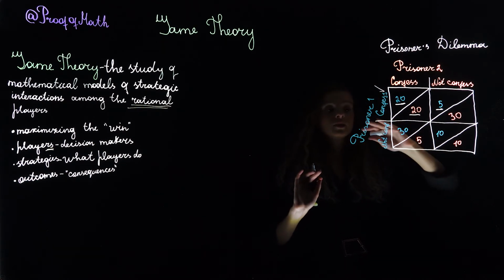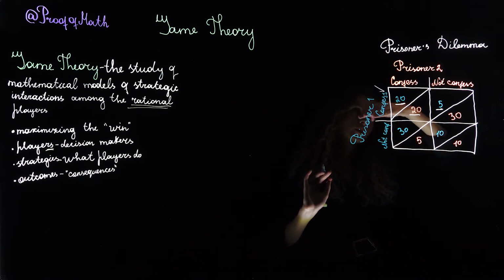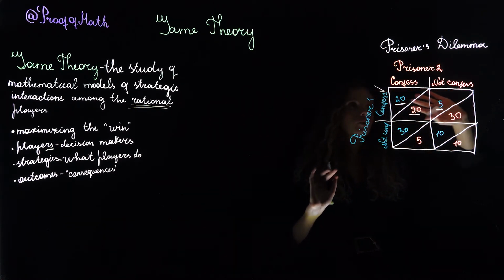So if prisoner number 1 chooses not to confess, what should prisoner number 2 do? I'm going to cover the top row.